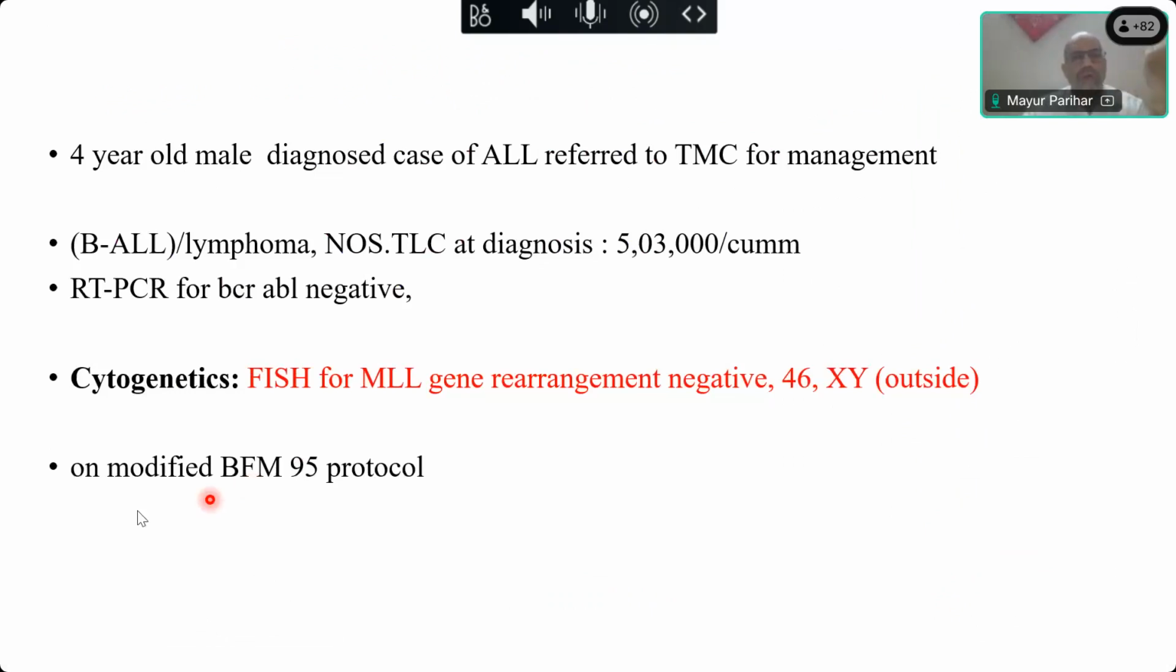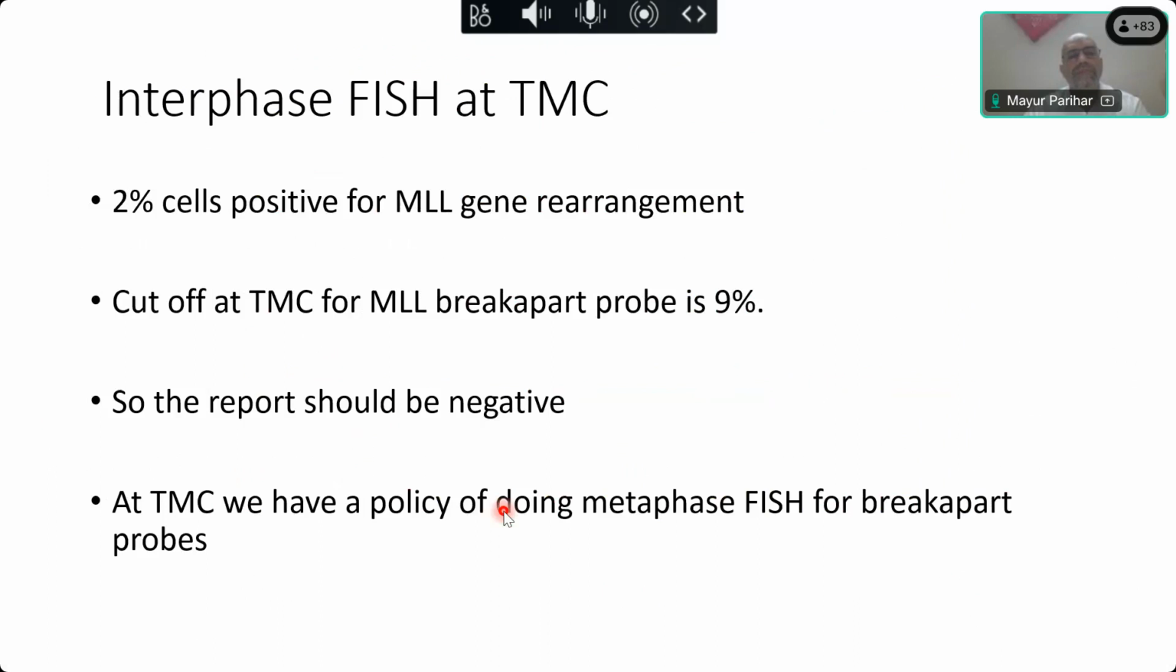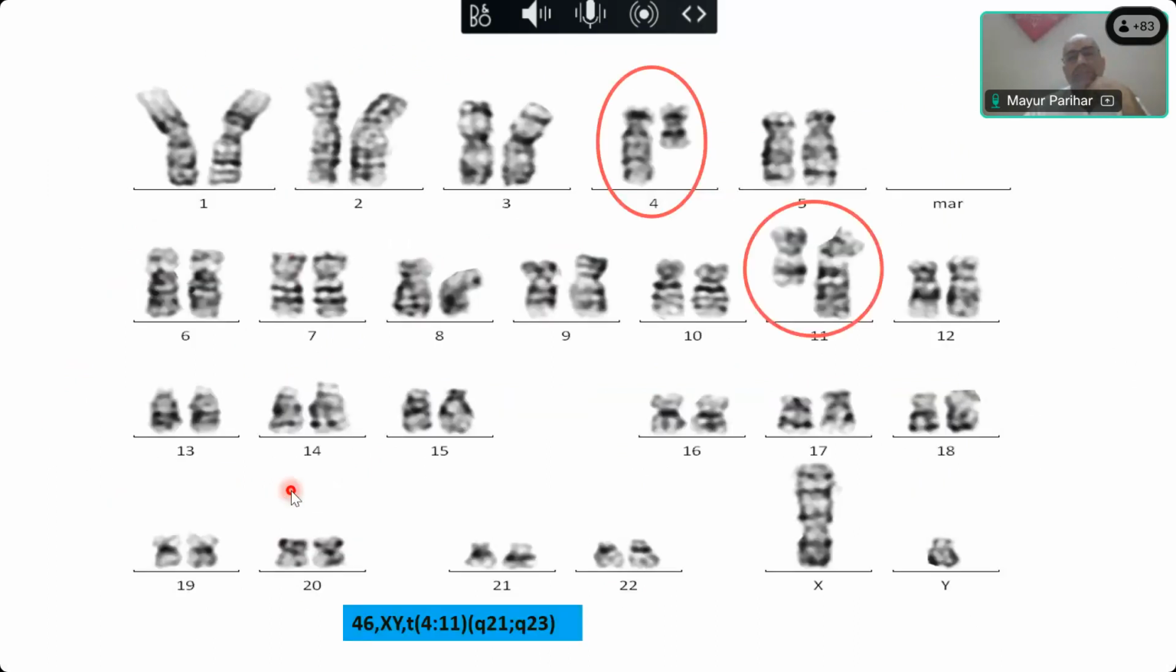So this was a 4-year-old with ALL. Outside cytogenetics was negative. He had received some amount of treatment. Now, when we do FISH, we have cutoffs. For our MLL, the cutoff was 9%. So we got 2% cells positive, right? However, since we also karyotype at Tata Medical Center, in this patient we got a 4;11 translocation, which is a high risk abnormality. And then this patient was put on high risk treatment.